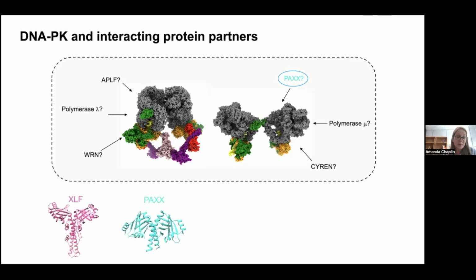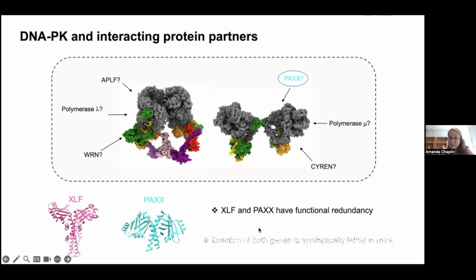So just to tell you a little bit about PAXX, this is shown here in the blue cyan color. And again, it's in the same family as XLF and XRCC4. You can see its stalk region is a lot shorter, but it's got this head domain. And interestingly, XLF and PAXX have functional redundancy. If you delete both of these, then it's synthetically lethal in mice. And so the interplay between XLF and PAXX was not completely understood.